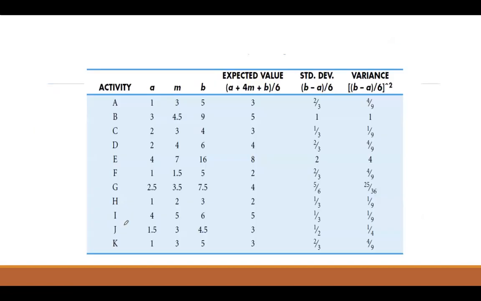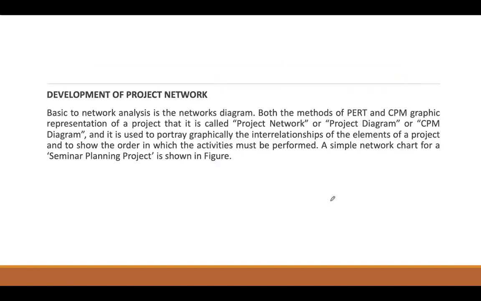Okay. So this is another example where your activities will be given, their mean time, and three time estimates would be given. So you can calculate the expected value, and the standard deviation and variance for that particular activity. For example, 1, 3, 5: you'll apply this formula, 1 plus 4 times 3 plus 5 divided by 6. So you'll get the value as 3, and the standard deviation would be 5 minus 1 divided by 6. So it will be 2 by 3. Okay, so likewise you can calculate and you can explain your answer as well.